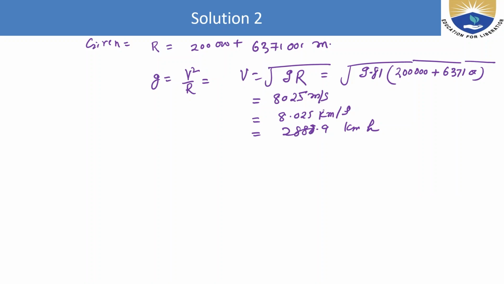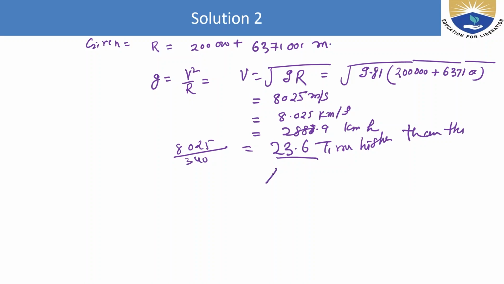Now we have to compare with the speed of sound. The Mach number is 8025 divided by 340. So this will be 23.6 times higher than the speed of sound. So 23.6 times it is higher than the speed of sound. So we have solved this problem.